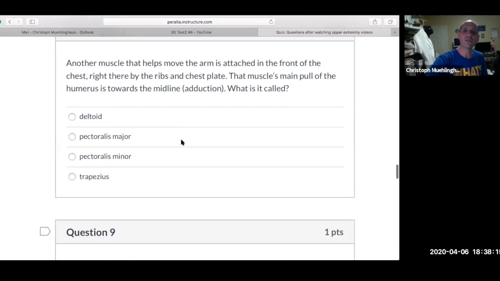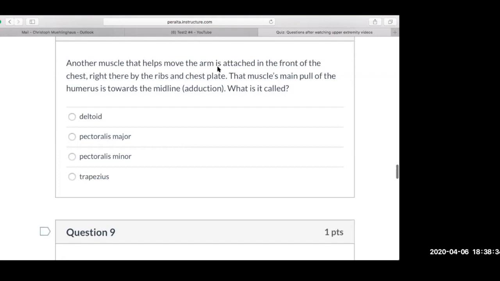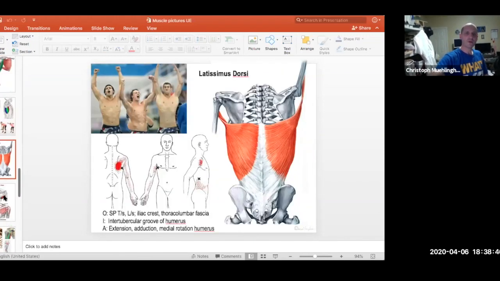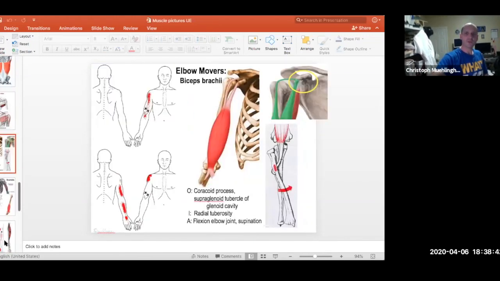Another muscle that helps move the arm is attached to the front of the chest, right where the ribs attach to the chest plate. That muscle's main pull of the humerus towards the midline is adduction, right? Adding back to the midline. What is that muscle called? Pectoralis major. Pec major. Yes, man. There we go. That's the big one.